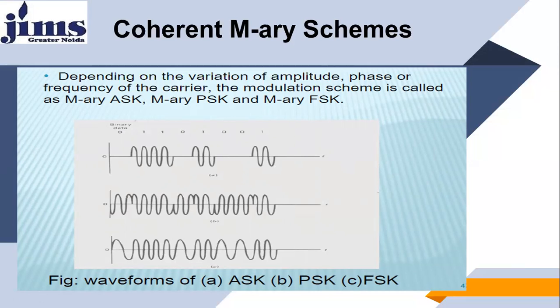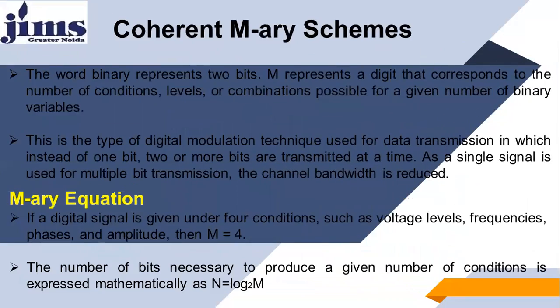So these are the schemes that come under the category of coherent M-ary schemes, where M is decided from the number of bits that you combine to get a symbol, right? Now the word binary represents 2 bits. M represents a digit corresponding to the number of conditions, levels or combinations possible for a given number of binary variables. We already discussed that point. This is the type of digital modulation technique used for data transmission in which instead of 1 bit, 2 or more bits are transmitted at a time, as a single signal is used for multiple bit transmission.